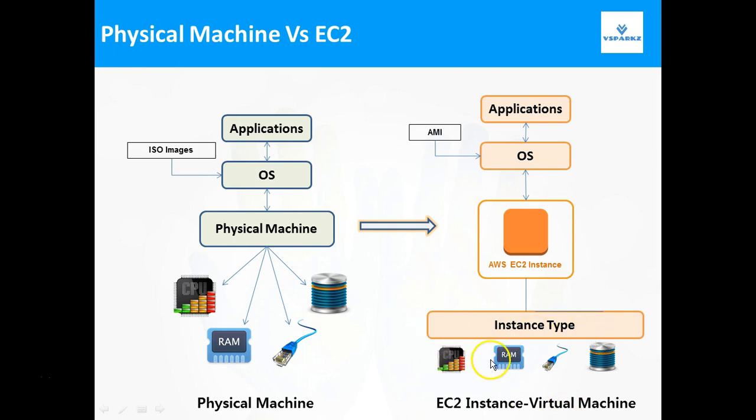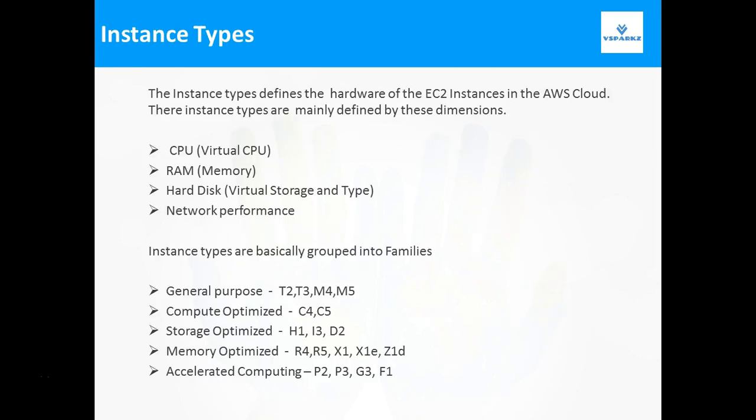Let us proceed to the next slide. Based on the configurations of CPU, RAM, hard disk, network performance, the instance types are classified into families. They are general purpose, compute optimized, storage optimized, memory optimized, and accelerated computing families.